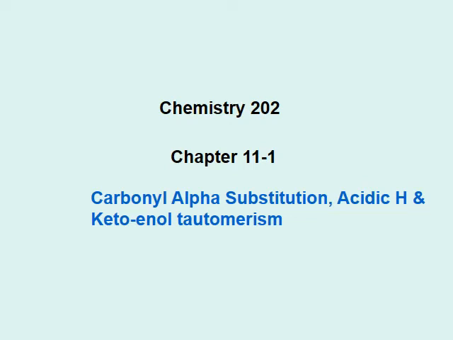In this section, we'll discuss carbonyl alpha substitution, acidic hydrogen, and keto-enol tautomerism. Now, carbonyl alpha substitution, let me explain that to you. This C double bond O is a carbonyl group, and I may have carbon on either side of this carbonyl group, and that's the alpha location.